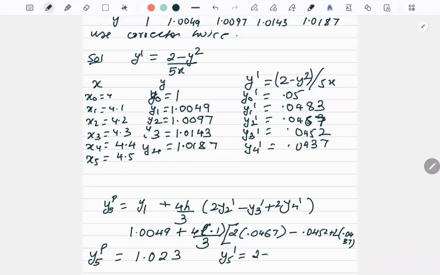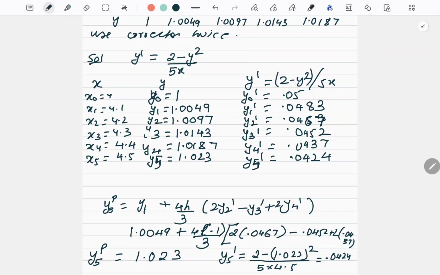Right? Now I will find out y5 dash. y5 dash means 2 minus 1.023 square upon 5 into 4.5, which is equal to 0.0424. Okay, so I'll substitute here. y4 value is 1.023 and y4 dash value is 5. This is not 4, this is 5. Right? 0.0424. Correct?